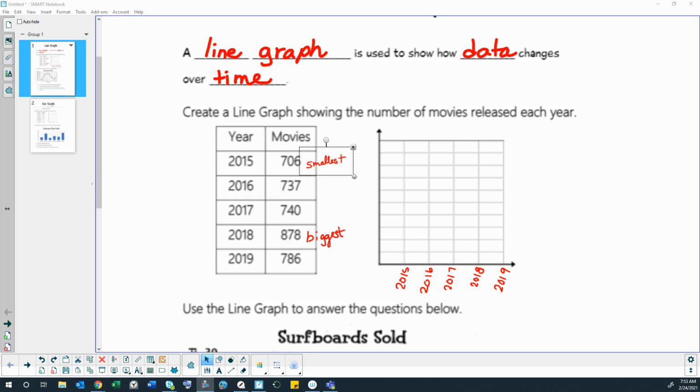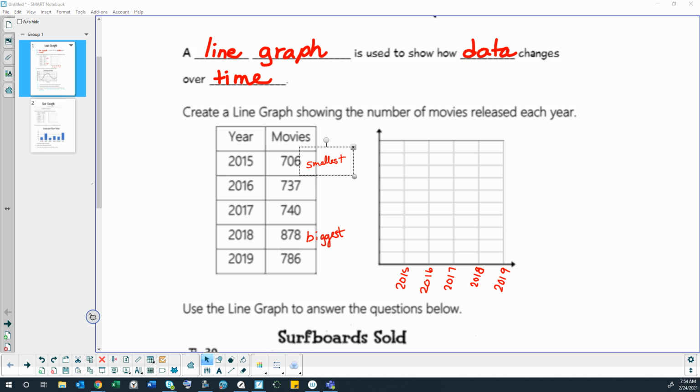A line graph is used to show how data changes over time. Here we have a set of data for the number of movies released each year from the year 2015 to the year 2019. I've started by labeling what we call the x-axis, or the horizontal axis, with the years.